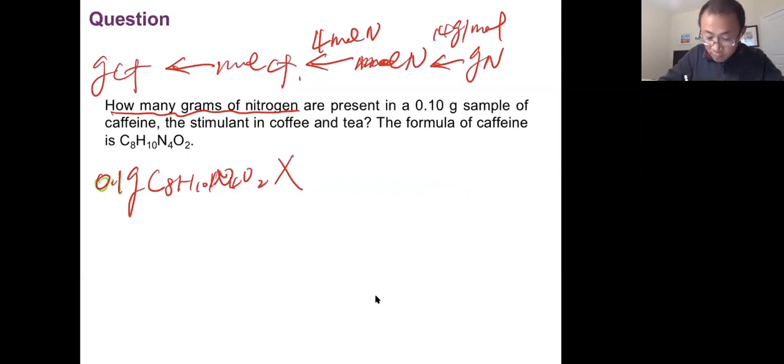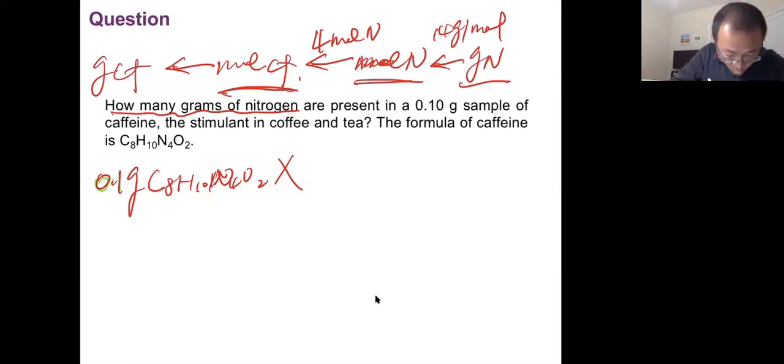In order to know grams of nitrogen, someone said 1 mole of nitrogen is 14 grams. That's from the periodic table. So I need to know moles of nitrogen. Do I know the moles of nitrogen? Yes, because nitrogen is from caffeine. 1 mole of caffeine has 4 moles of nitrogen. So I need a mole of caffeine. Do I know the mole of caffeine? No, but I have the grams of caffeine. Done. Connect from the end to the beginning.